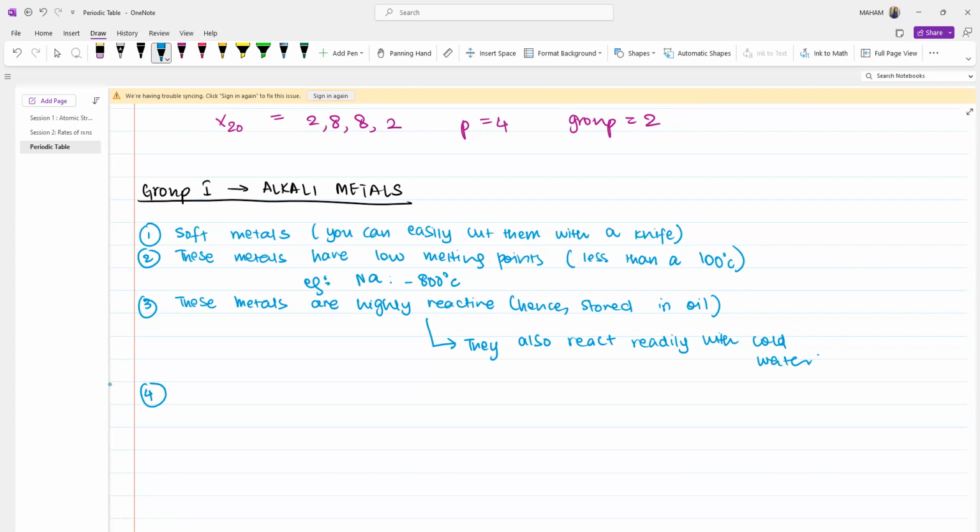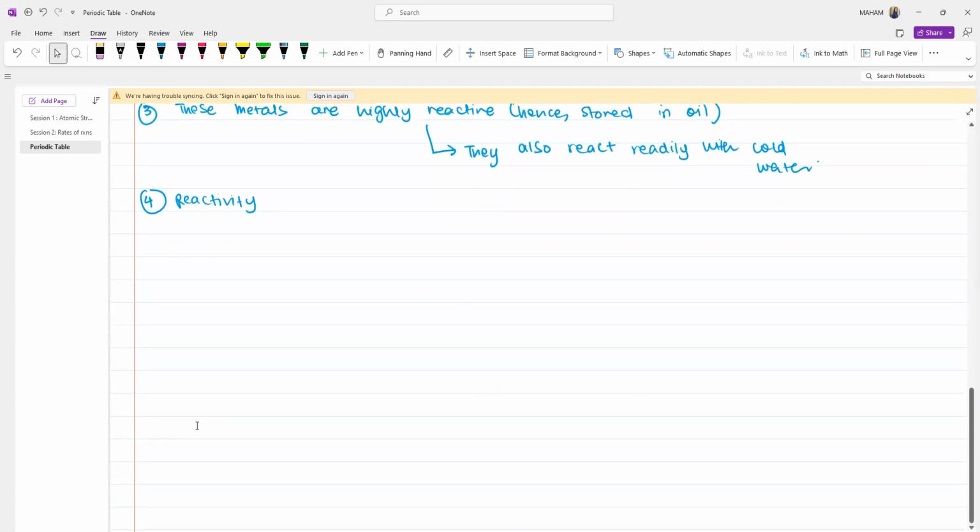Point number 4 is the reactivity of these metals. When we talk about reactivity, we also talk about the concept of electropositivity and electronegativity. Reactivity itself is the ability to gain or lose electrons. Gaining electrons is what's done by non-metals, and losing electrons is done by metals.